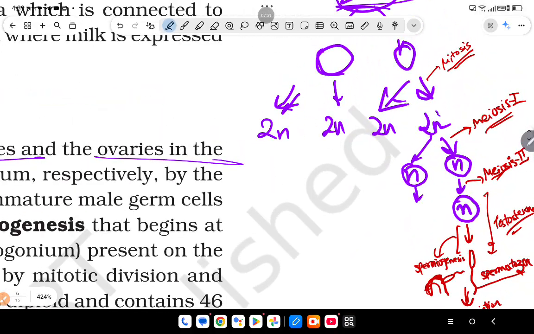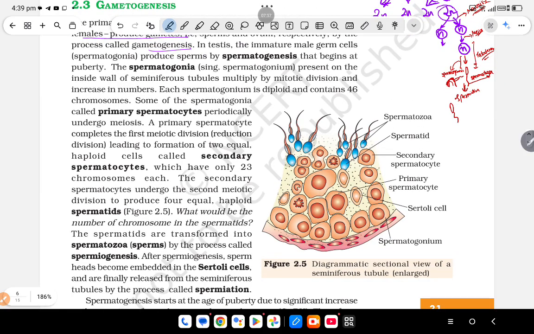See, this diploid divides to form two haploid cells, which we call secondary spermatocytes. Secondary spermatocytes undergo a second meiotic division to produce four equal haploid spermatids. Spermatids are transformed into spermatozoa by the process of spermiogenesis, and after spermiogenesis, sperm heads become embedded in the Sertoli cells and are finally released from the seminiferous tubule by the process of spermiation.